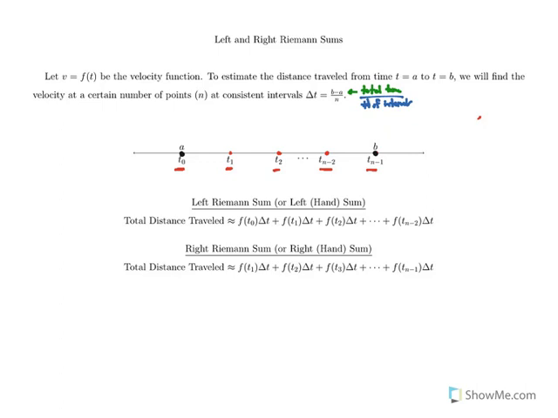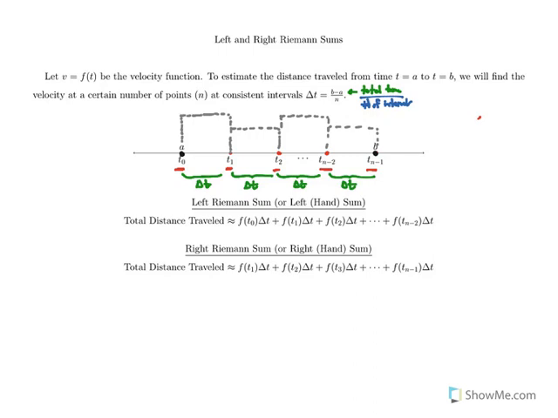So if we're thinking about rectangles now, we're going to take these intervals and have rectangles for each of these. That means we need to find the height of the rectangle and multiply it by the base. And the base is the same for all of these. It is delta t for all of these intervals. It's the height that changes.